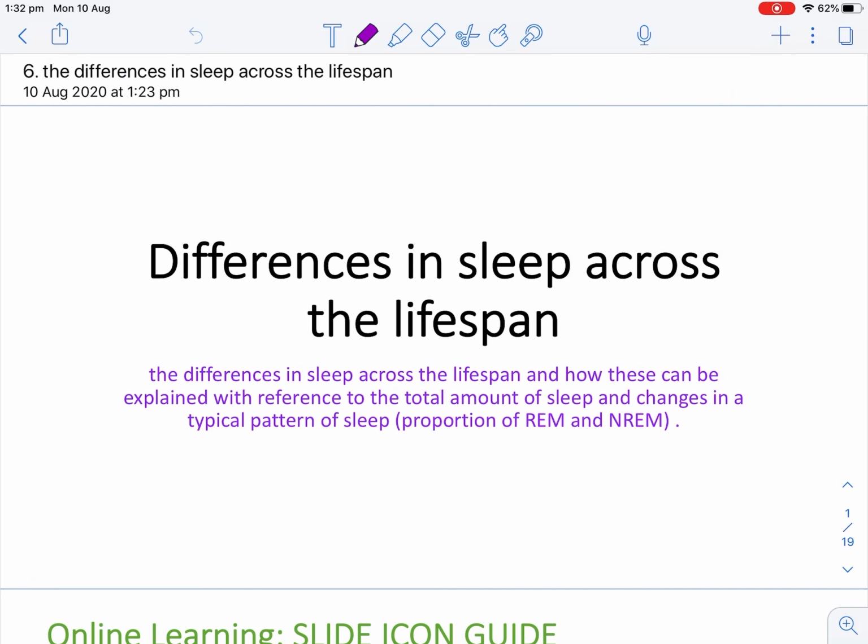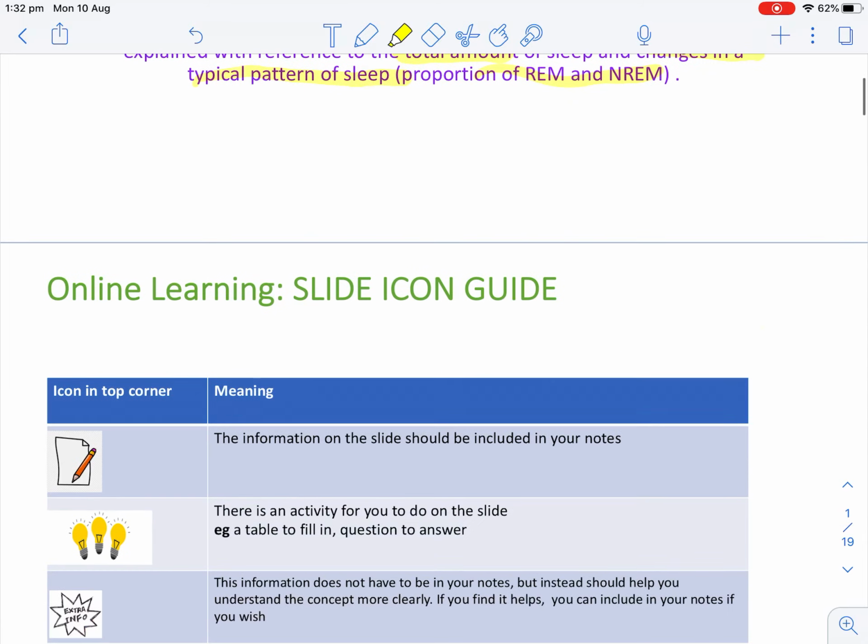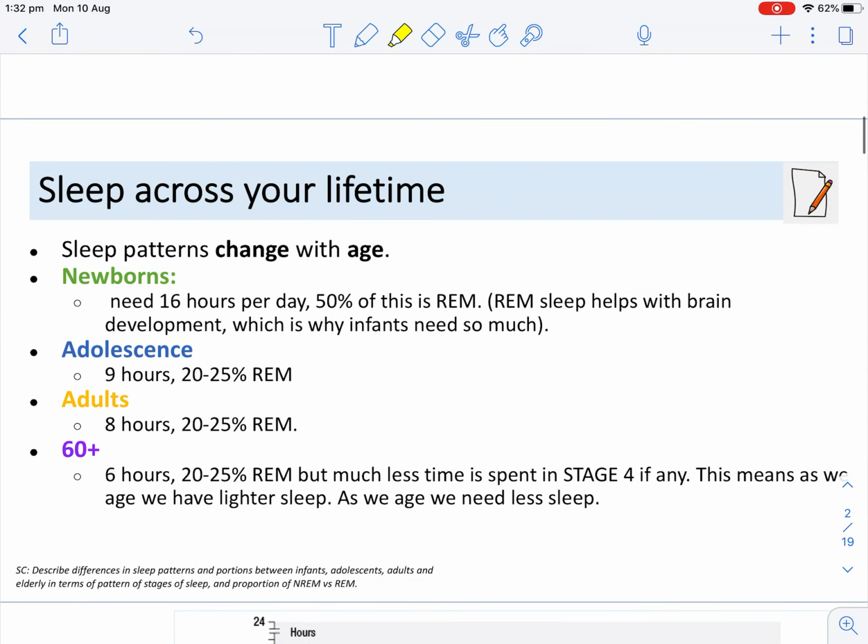Okay, so we're going to have a look at some differences in sleep across our lifespan. So particularly differences in the lifespan in terms of the total amount of sleep and changes in typical patterns. So the proportion of non-REM and REM within people of all different ages. So sleep across your life.